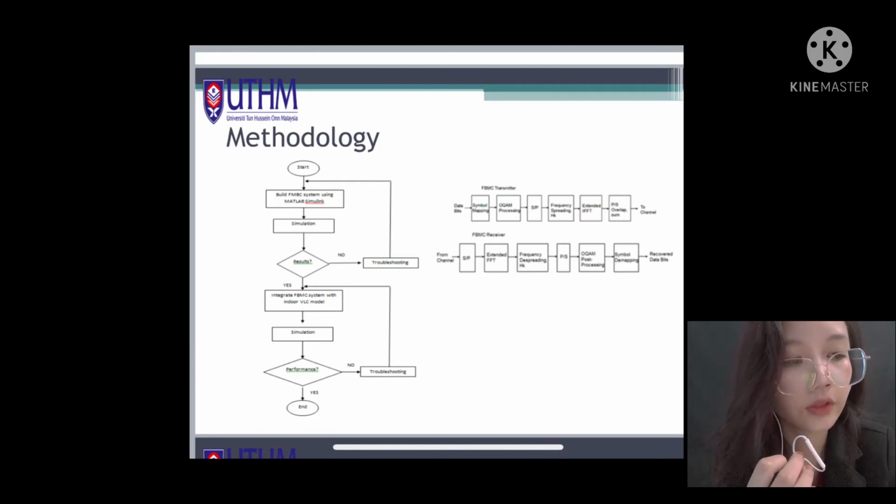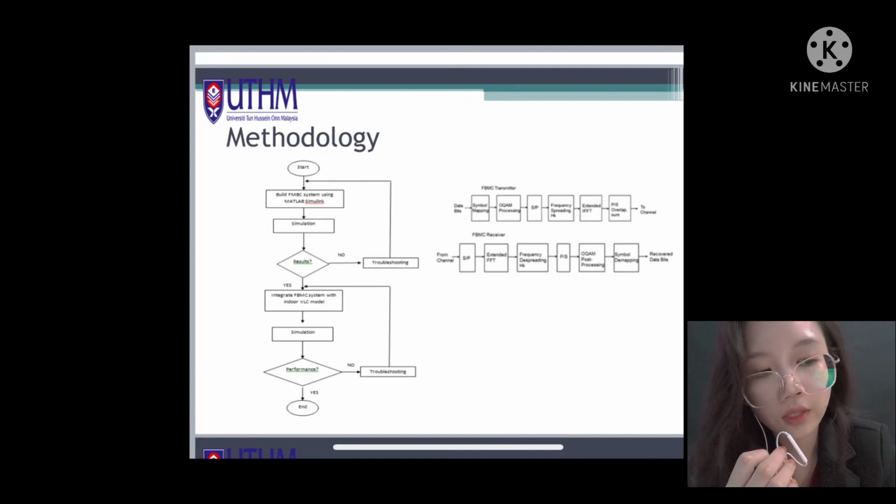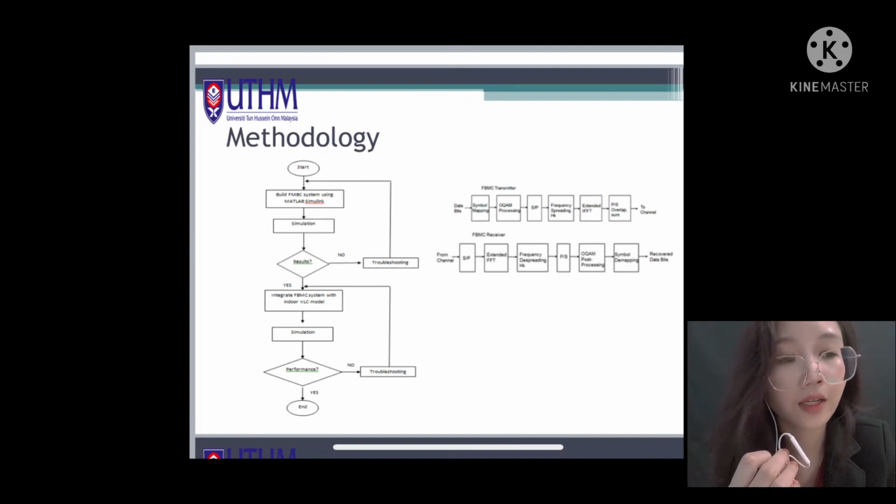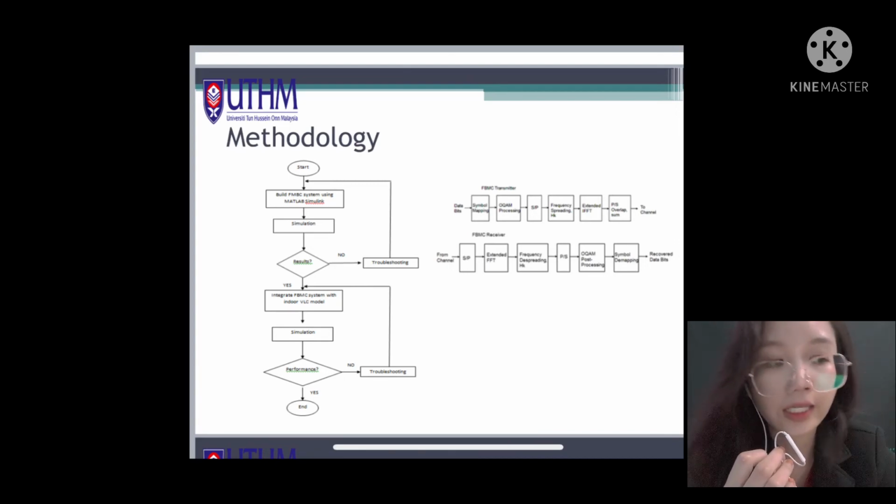And then we proceed to the flowchart of this project, which starts from building the FBMC system using Matlab Simulink, doing the simulation and seeing the result. If the result is not satisfying, troubleshooting will be done until the result is okay, and then proceed with integrating the FBMC system with the Indoor VLC model, and then do the simulation until the result is okay, and the project is done.